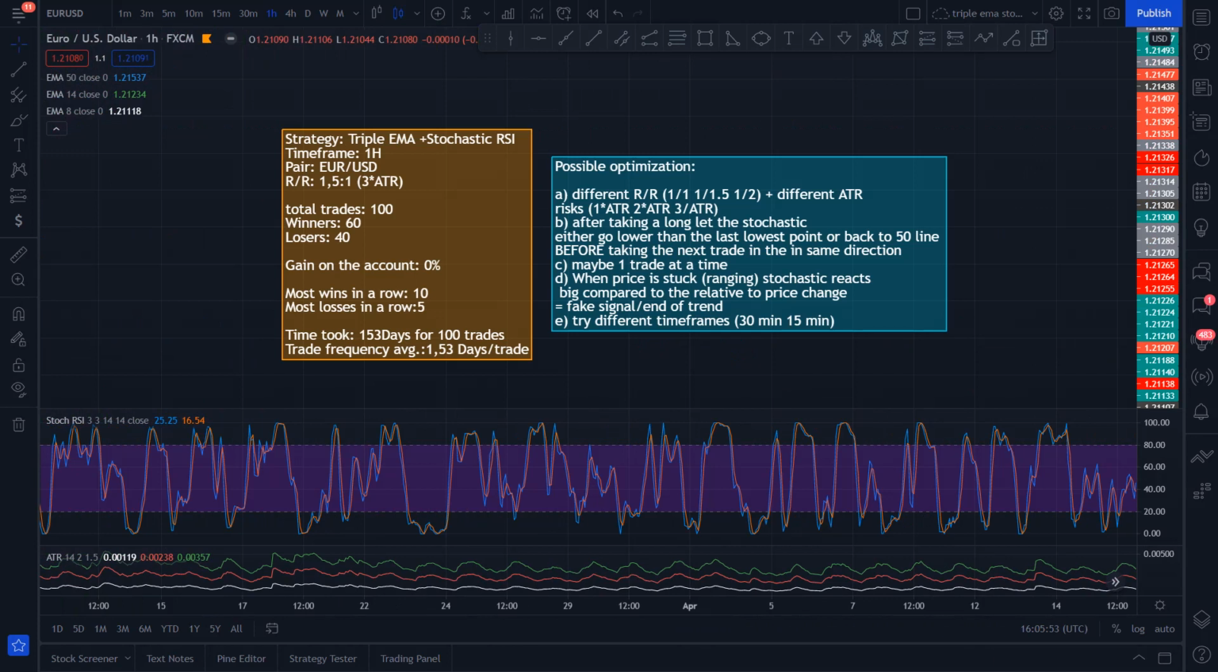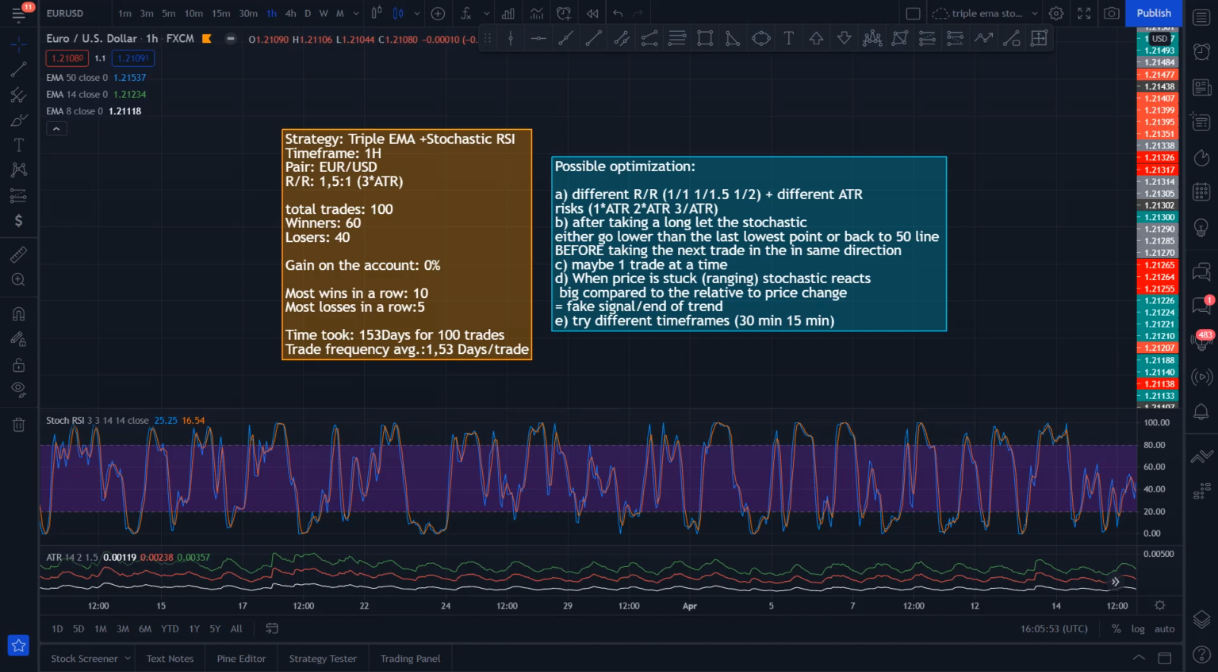And the results are in. After 100 trades on the Euro-USD currency pair on the 1 hour time frame with a 1.5 to 1 risk to reward ratio, we got 60 winners, 40 losses. Now, don't worry, we are going to optimize this strategy to make it profitable. So that gives us a gain on the account of 0%. Most wins in a row was 10, most losses in a row was 5. Time taken to complete was 153 days.